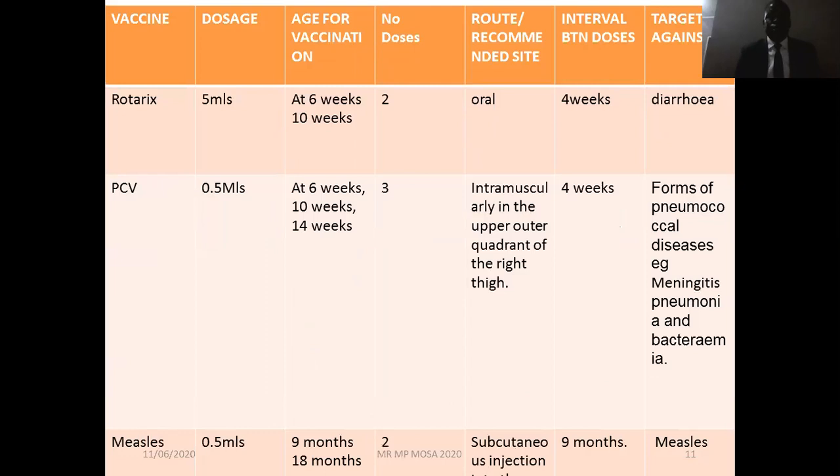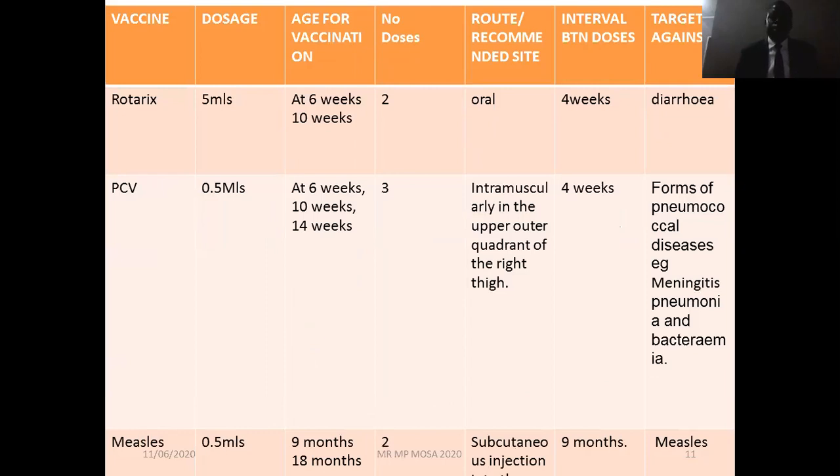Another vaccine is Rota vaccine. The dose is 5 mls. It is given at 6 weeks and 10 weeks. Number of doses, it is 2. The route is oral. Then it is also given at intervals of 4 weeks in between. So this is given to prevent diarrhea.